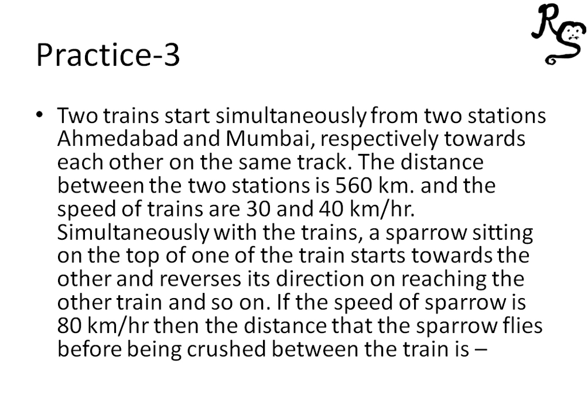Practice question for you: two trains start simultaneously from two stations, Ahmedabad and Mumbai, respectively, towards each other on the same track. The distance between the two stations is 560 km and the speeds of the trains are 30 and 40 km per hour. Simultaneously with the trains, a sparrow sitting on top of one of the trains starts flying towards the other and reverses its direction on reaching the other train, and so on. The speed of the sparrow is 80 km per hour. The distance that the sparrow flies before being crushed between the trains is... You have to calculate the total distance covered by the sparrow.